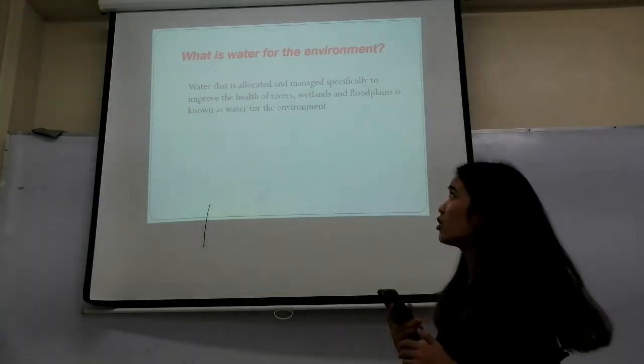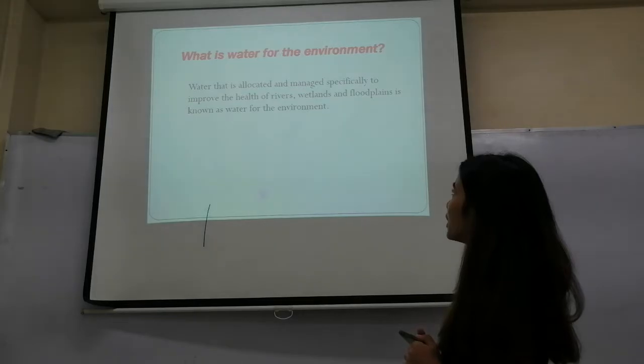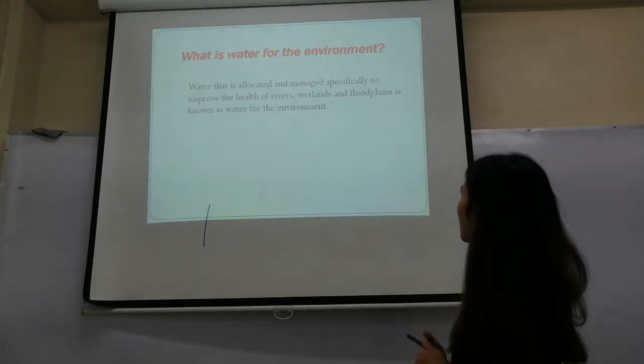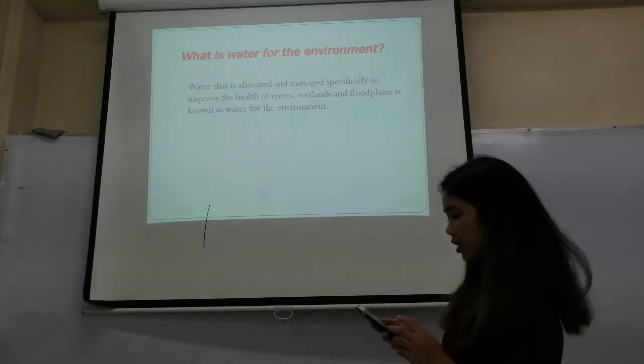So, we are down to the question, what is water for the environment? Water that is allocated and managed specifically to improve the health of rivers, wetlands, and floodplains is known as water for the environment.